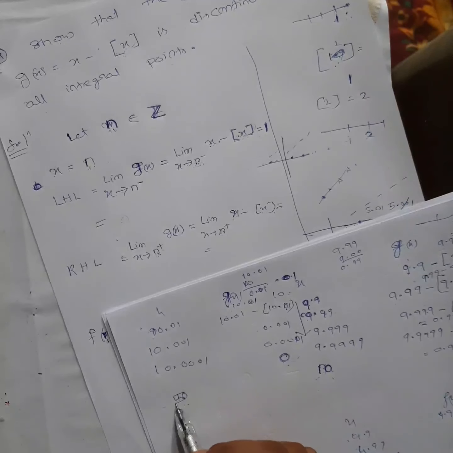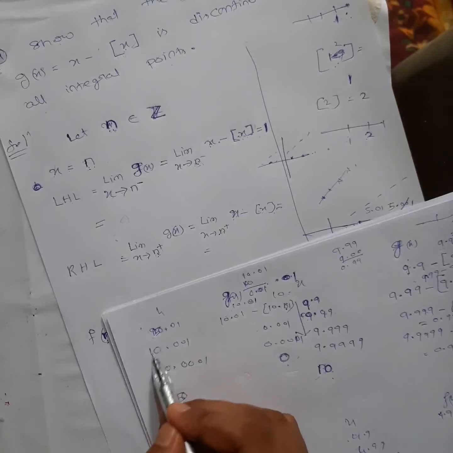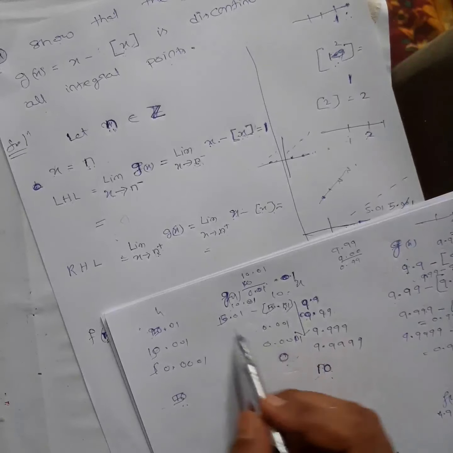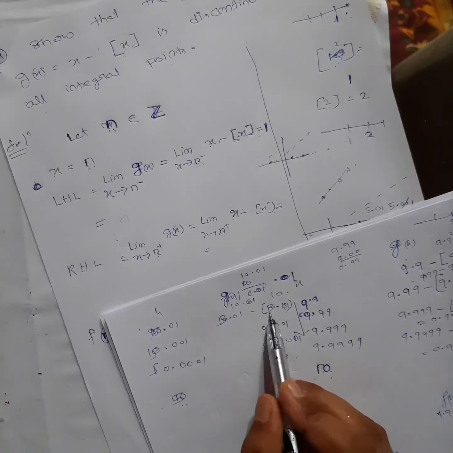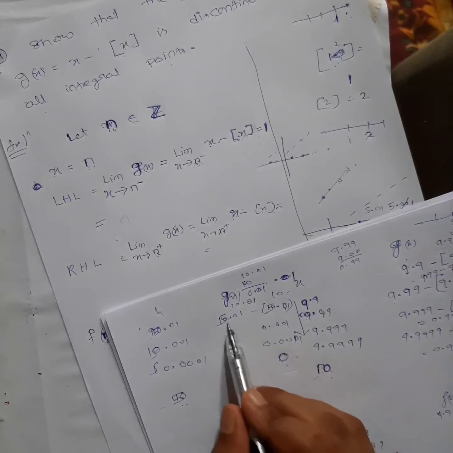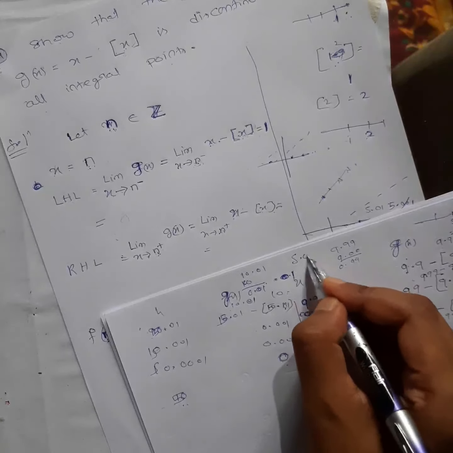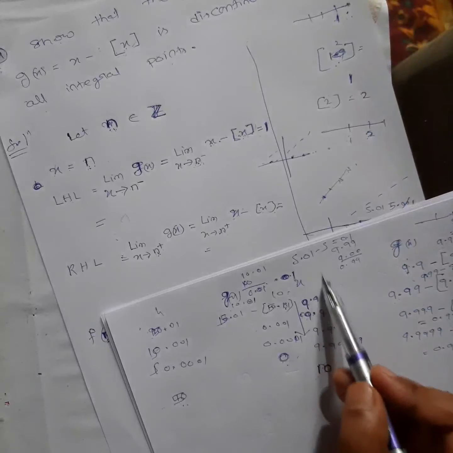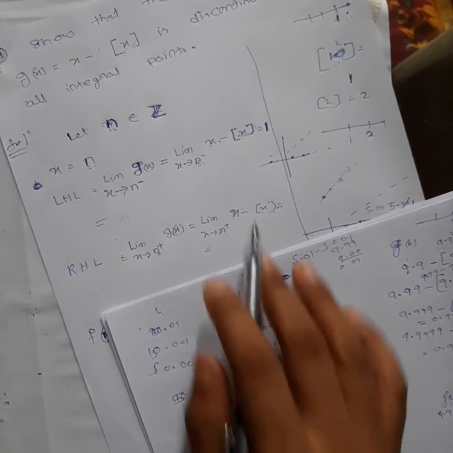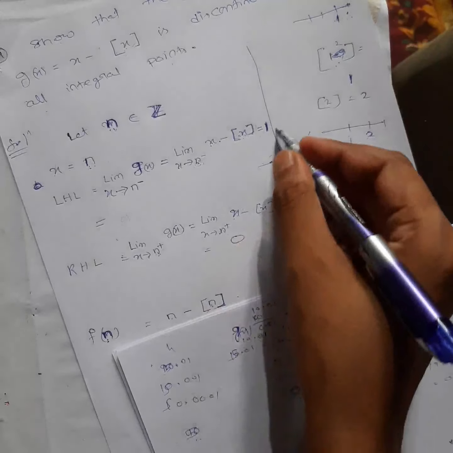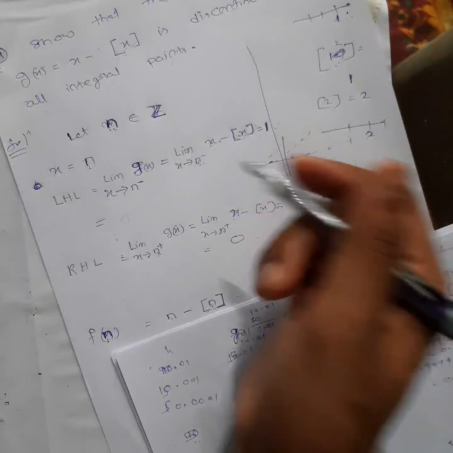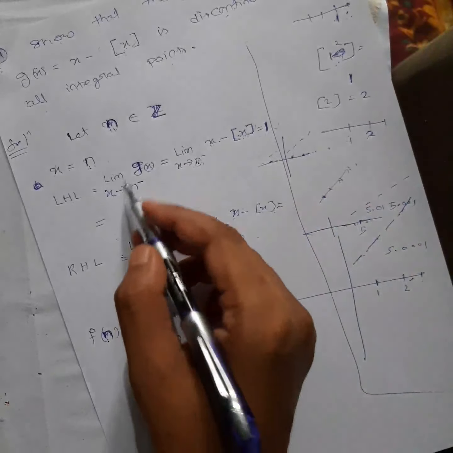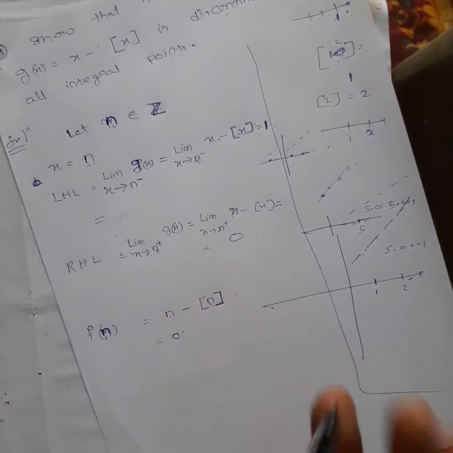You can take here 5. For 5 also, if you take 5.01, what will change? In place of this 10 only you have to put 5, right? So 5.01 minus 5, what you will get? 0.01 only, right? So again it will tend towards 0 only. So what will be the answer here? 0. You can see they are not equal. So obviously discontinuous. Already you got the answer. So you can see left hand limit, right hand limit, and f of n are not equal.